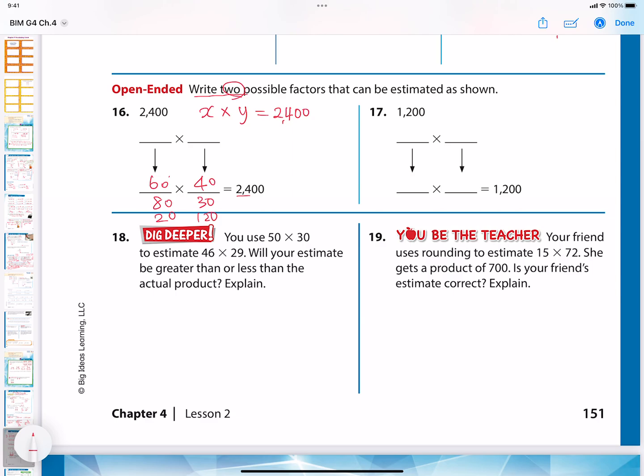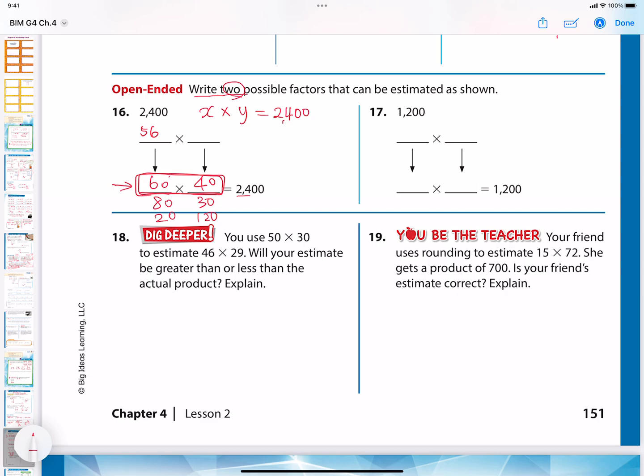So that means possible factors can be, when you round this number, it's supposed to be 60, 80, or 20. I'm going to pick this one only since we don't have that much time to go over everything. So I'm going to go with this as a representative, okay? So 60 times 40 is what? 2,400. And 60 can be what?